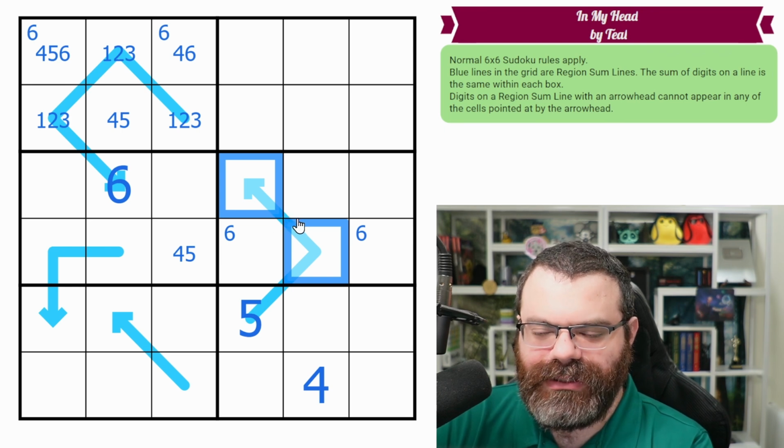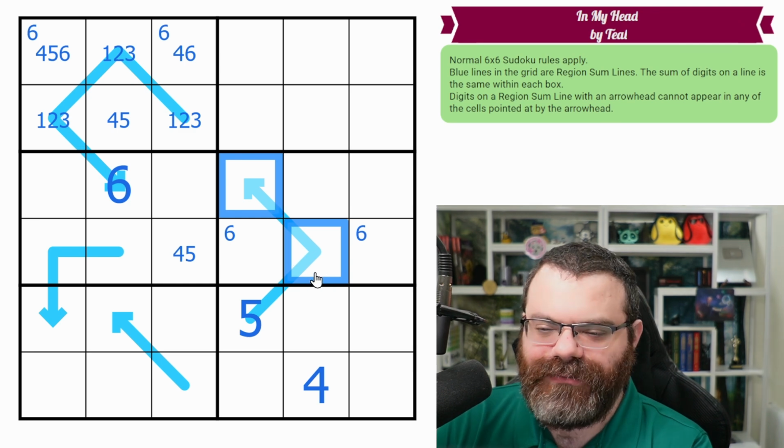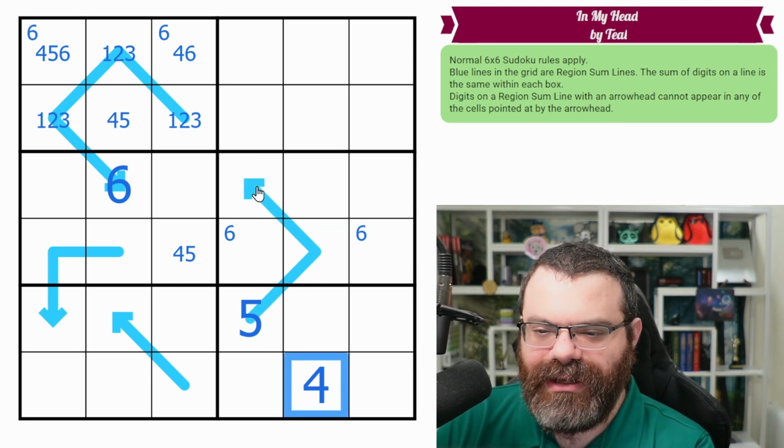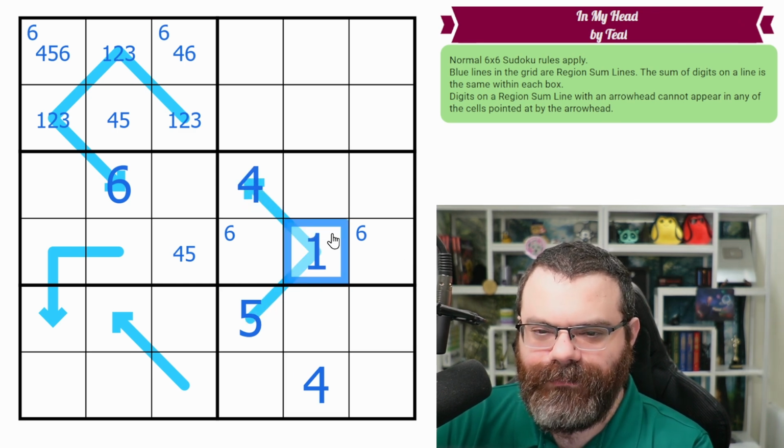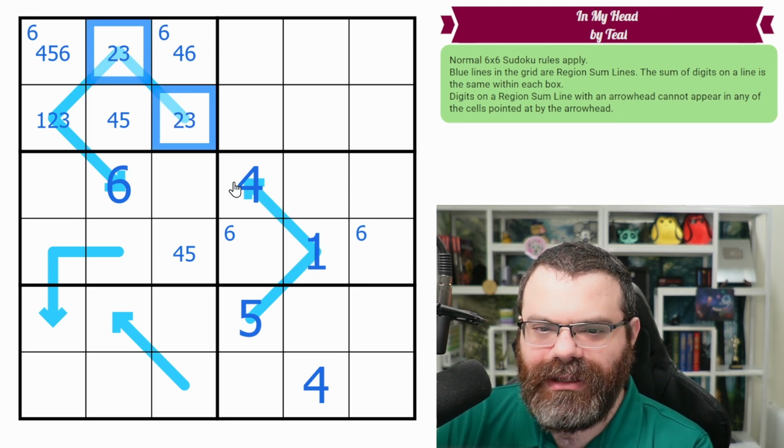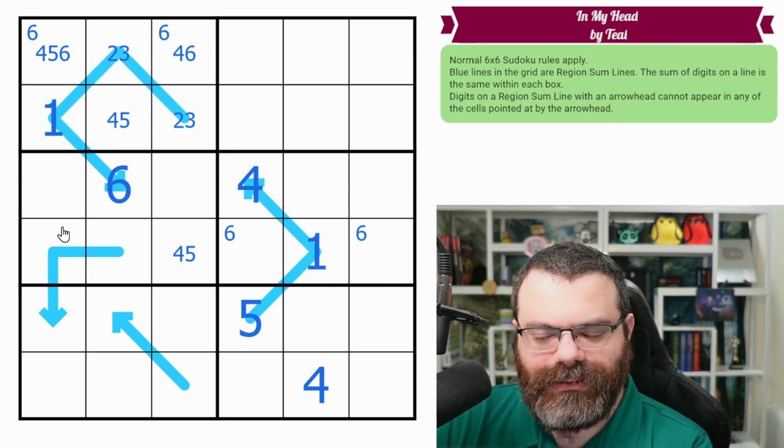I could do 1, 4. But yeah, 2, 3, I already said. 2, 3 doesn't work because that removes 2, 3 from here. So I have to include a 4, 5, or 6 on here. So obviously we're including the 4 because 5 and 6 are too big. So this is the 4, this is the 1. Right, now this does have a 1 on it, so these can't be 1. That places this one here.